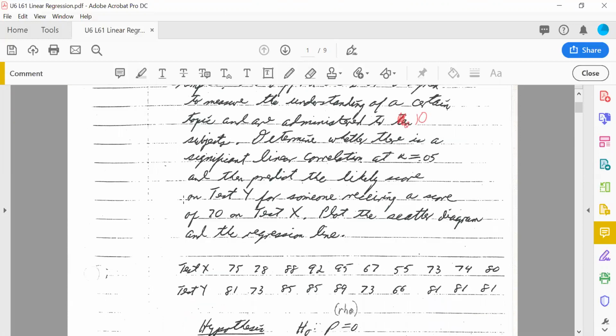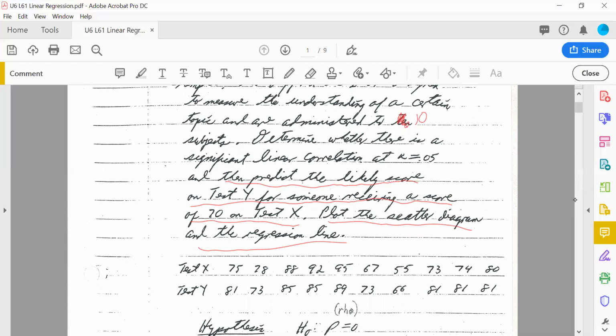Then this is new right here. Why is this lesson not just called linear correlation like lesson 59? It's called linear regression. For this reason. Then predict a likely score on test Y for someone receiving a score of 70 on test X. Plot the scatter diagram and the regression line.